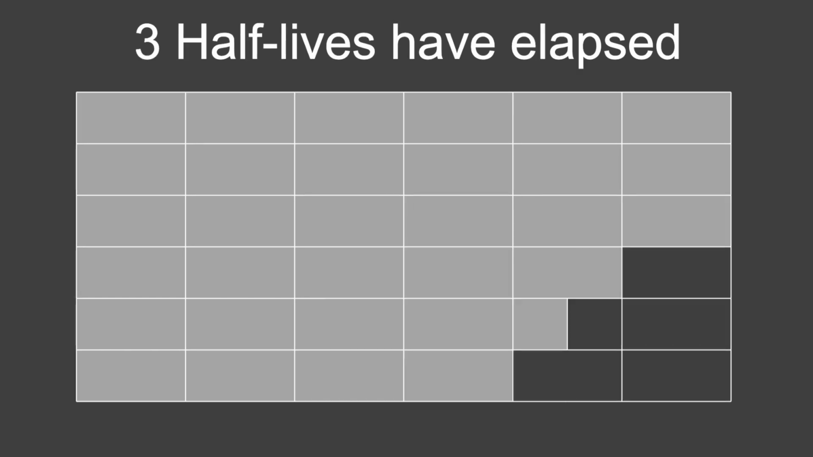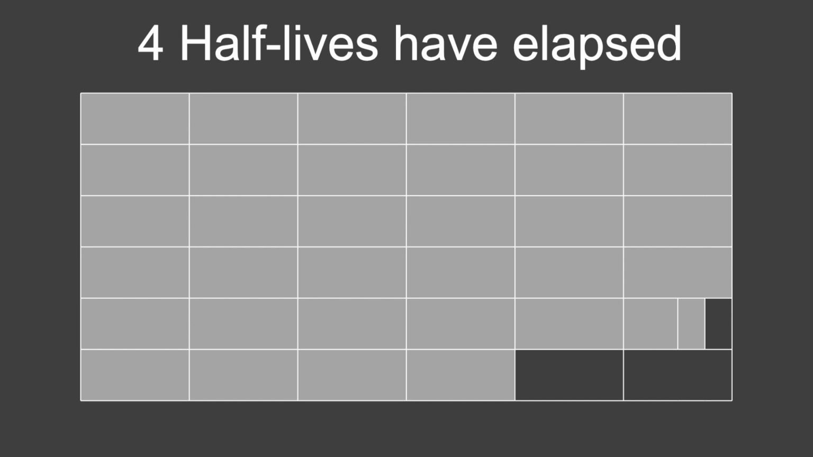Now 3 half-lives have passed. There were 9 boxes remaining, and 4.5 of those have now decomposed. And with a 4th half-life, 2.25 boxes have decomposed. This can go again on and on and on.